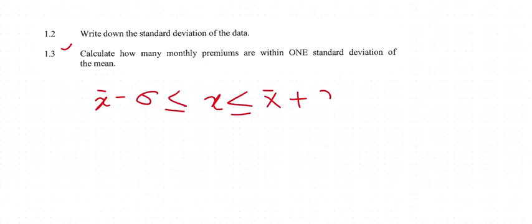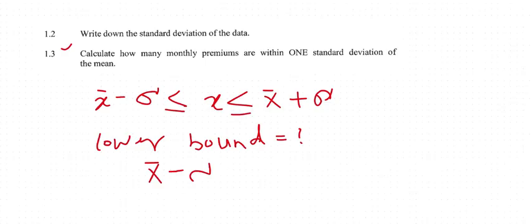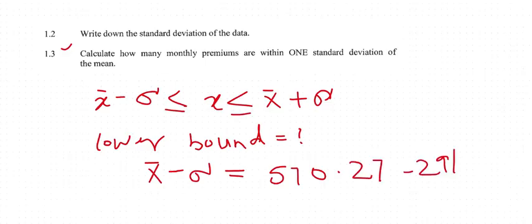So let's calculate the bounds. We calculate the lower bound firstly. The lower bound is x bar minus sigma, which equals 570.27 minus 291.03, and the answer is 279.24. This is the lower bound we have.